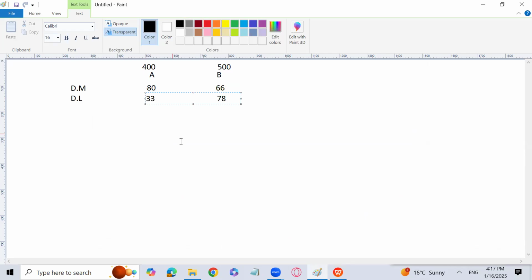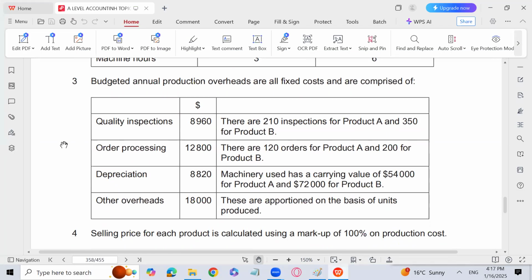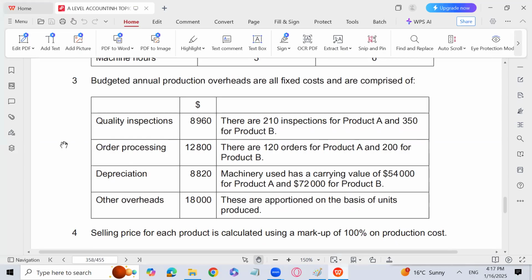So that is going to be 78. Now I'm going to write the overheads actually. So overheads, let's see how we are going to calculate the overheads. Overheads calculations are given. We are dividing the overheads into different activities, different cost pools actually: quality inspection, order processing, depreciation, and other overheads.